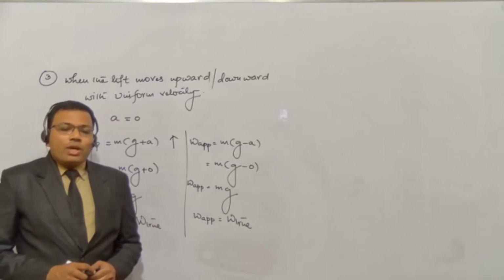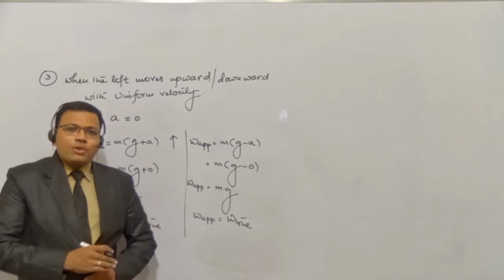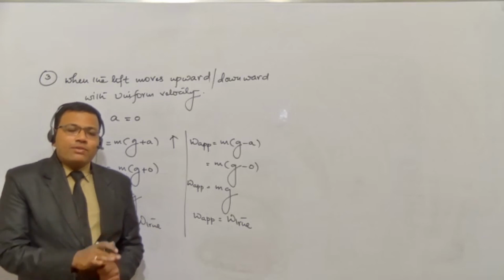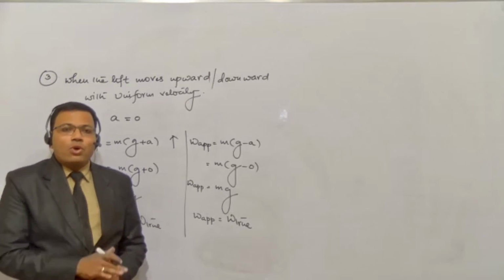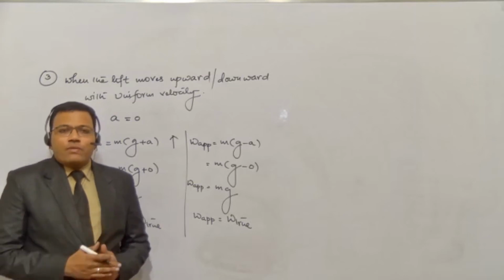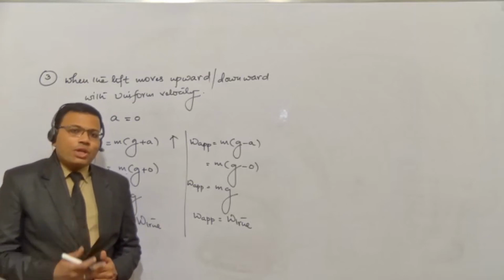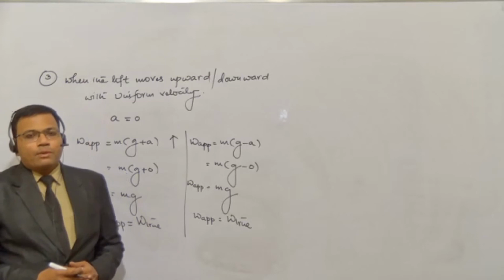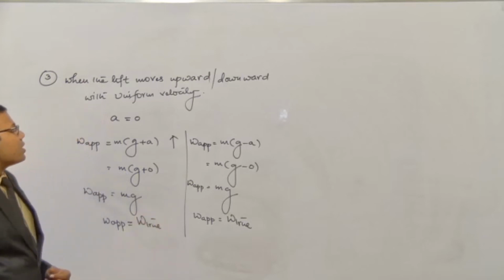That means when you are measuring your weight inside the lift, which is moving upward or downward with uniform velocity, if we have assumed the actual weight is 50, then here also it will be 50 only. So no change at all. So this is the condition we have.